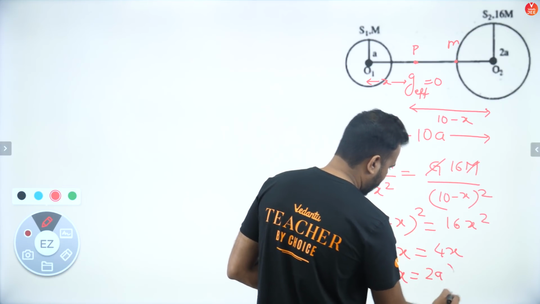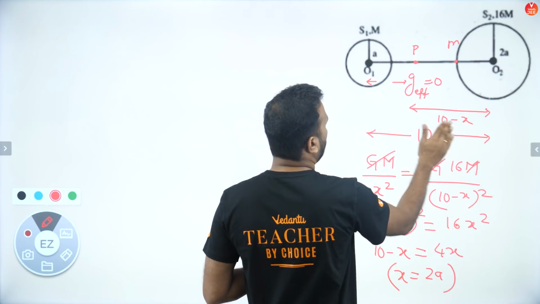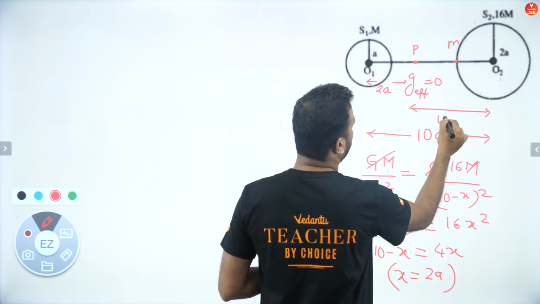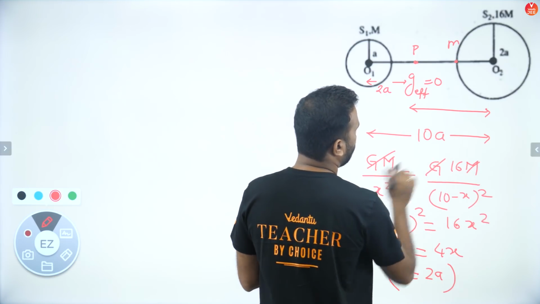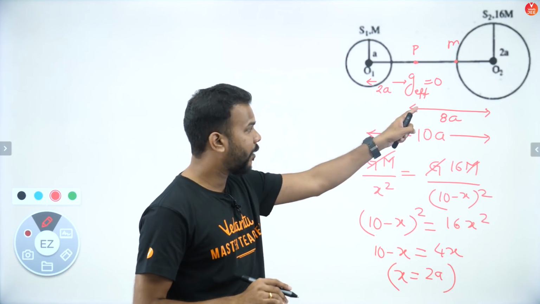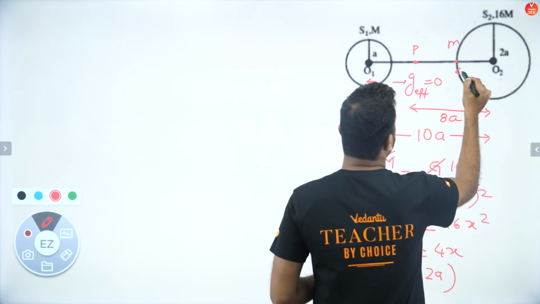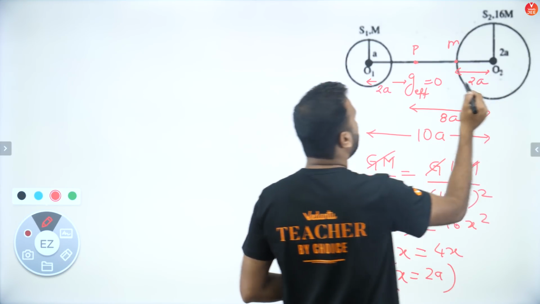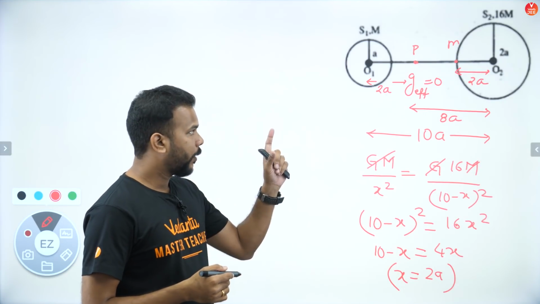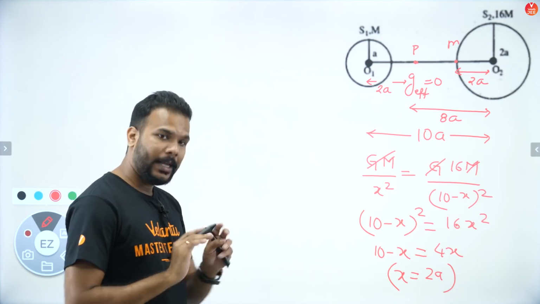Okay guys, that means we have this gap now. This gap is 2a and this gap is 10a minus 2a, which is equal to 8a. So we know the point from the bigger star, how far you have to bring the body of mass m from the center, that is 2a. So from center of star 2, that is O2, its separation initially is 2a. You have to make that separation increase to 8a. That's all you have to do.